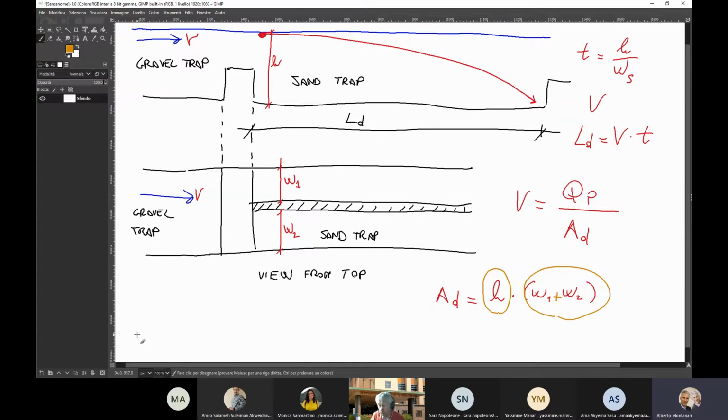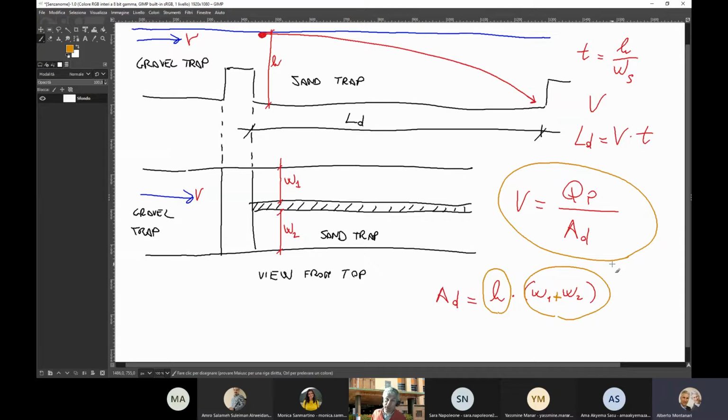And then once you have guessed these two values, you get an estimate for AD, and then you go to the computation of the velocity, because you already know the design flow QP, which is assessed through the flow duration curve or other methods. Very good. And then you look at the velocity. It should be a low velocity. You don't want turbulence in the sand trap for the reasons that we already discussed. And the velocity can be in the range 0.05 to 0.15 meters per second. And this is a good range.